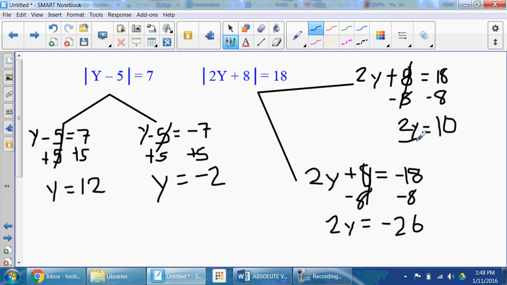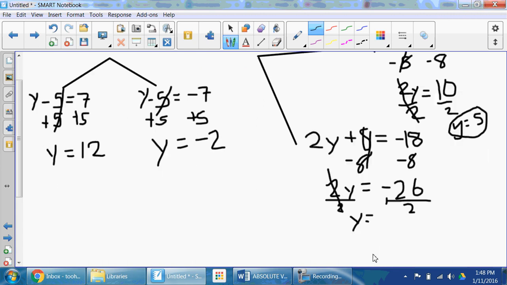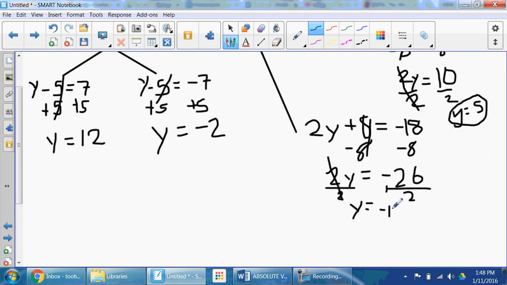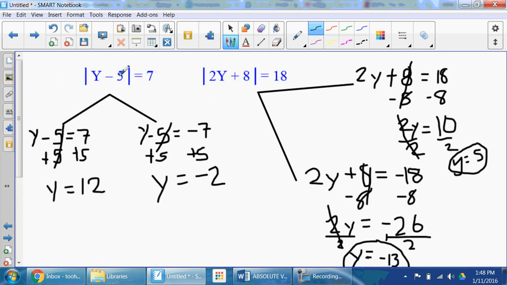These are just two-step equations. You're probably going faster than me. Divide by 2, and I get y equals 5. And over here, I'd divide by 2, and I get y equals negative 13. So that is how I would go through and solve for these already isolated absolute values.